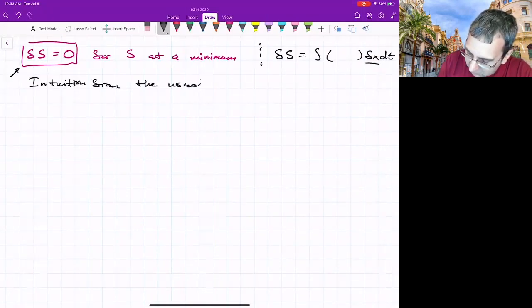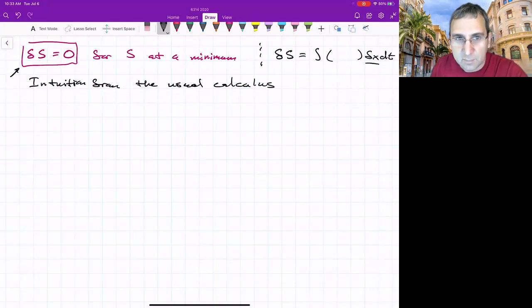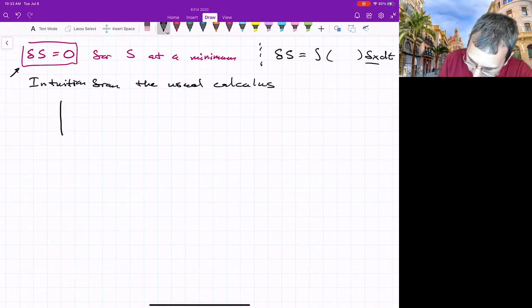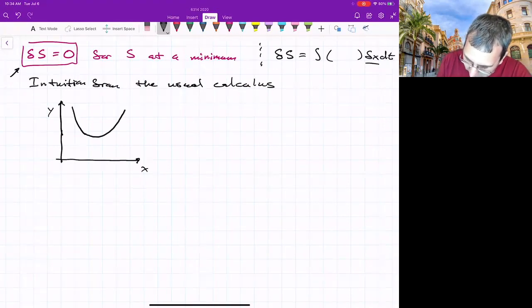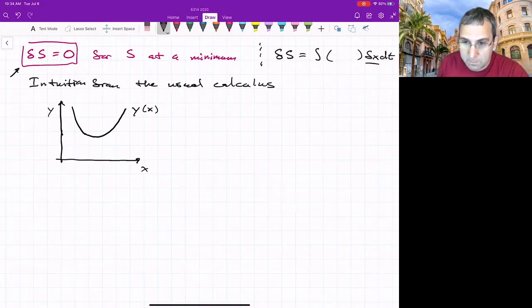Intuition from the usual calculus. This sort of suggests I'm going to teach you some other weird calculus. There's something called the calculus of variations. So here's the intuition. When you've got a function, let's call it y of x, and it has a minimum, any kind of smooth function that has a minimum. Let's say here's the minimum. It's right there. Let's call that x star.